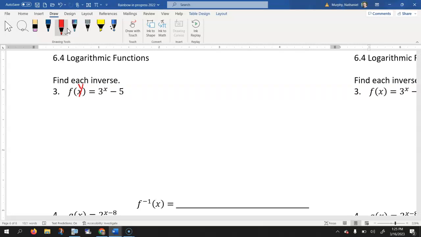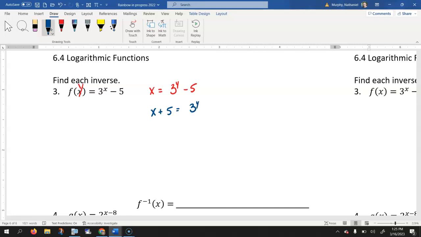So now we're going to do that first step of changing the x to a y and the y to an x. So we have x equals 3 to the y power minus 5. So my goal now is to solve for y. So if I solve for y, I want to get rid of everything on the right side. So I'm going to add 5 to both sides. So we get x plus 5 equals 3 to the y power.